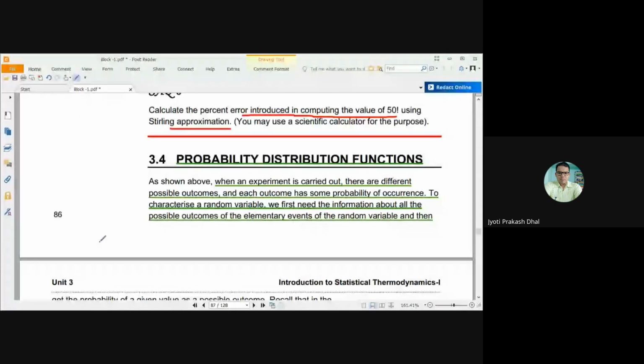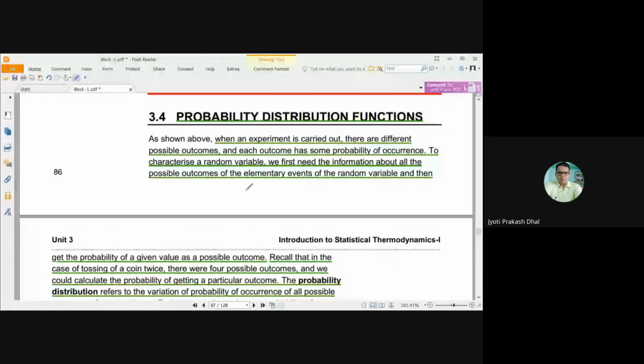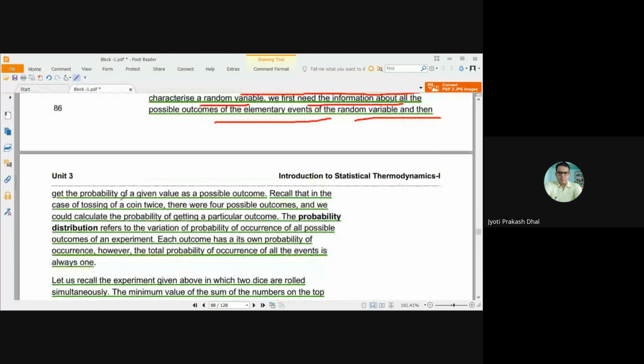Now coming to the next part, the probability distribution functions. When an experiment is carried out, there are different possible outcomes, and each outcome has some probability of occurrence. To characterize a random variable, we first need the information of all the possible outcomes of the elementary events of the random variable, and then the probability and the value of the possible outcomes.